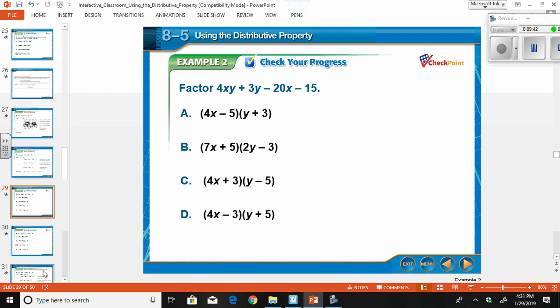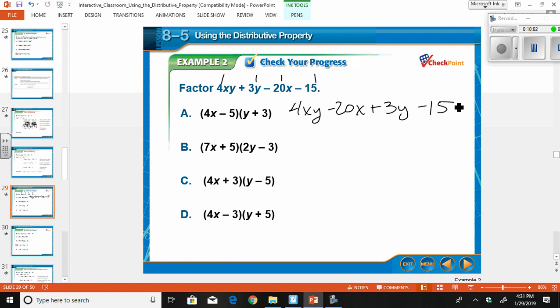So trying that, what do I have in common? Well, the 3 and the 15 can go together. The 20 and the 4 have something in common. They also have an x in common, so let's try that. So 4xy minus 20x plus 3y minus 15.